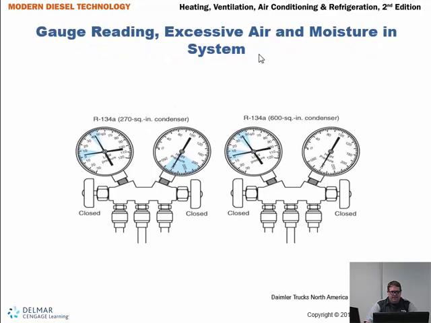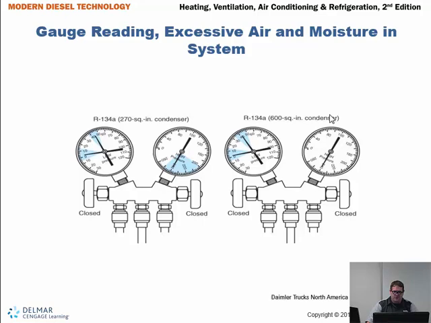All right, so let's look at the gauge reading for excessive air and moisture in the system. So now we're going to have sort of erratic readings. So we're going to have 0 to 10 or 40 to 50 depending on what's going on. And then our high side pressure is going to have a very serious range. It's going to be going from 200 all the way up to like 250.